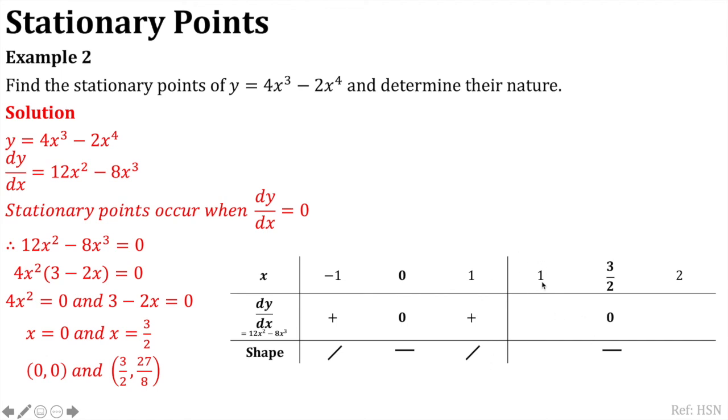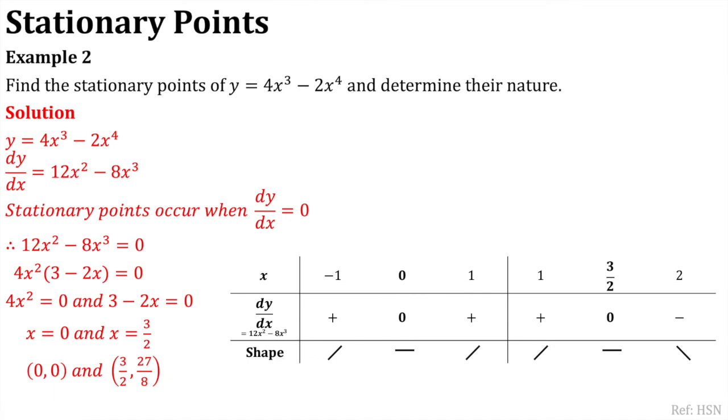Now you can see I've repeated my 1 here for the 2 points, so I can just copy that information across. And when x is equal to 2, dy by dx then will be, let's see, 48 minus 64. So that will be a negative. And you can see that the shape of the graph is sloping downwards.